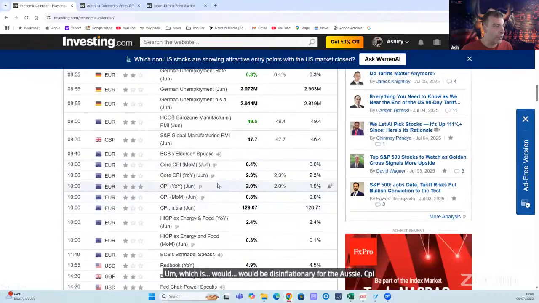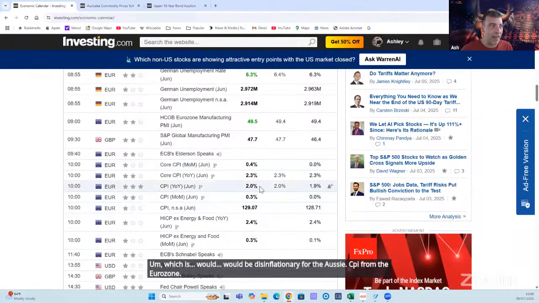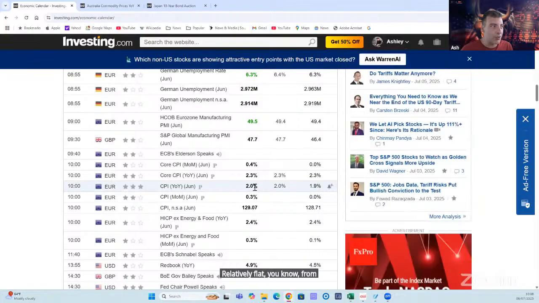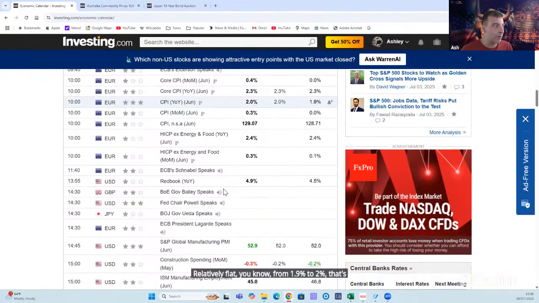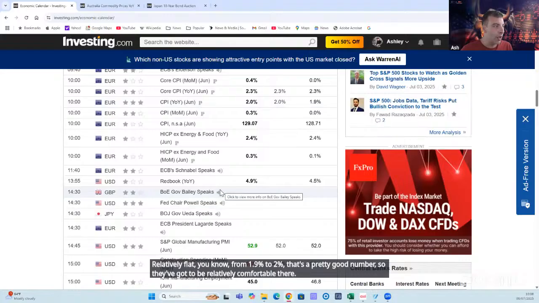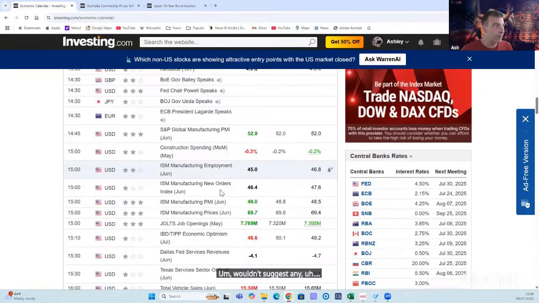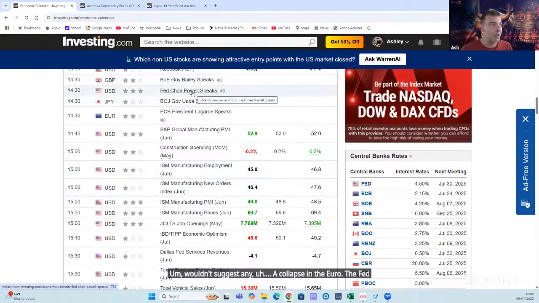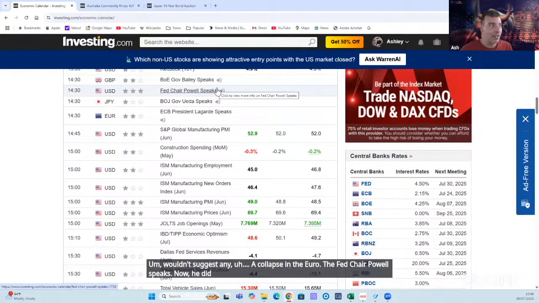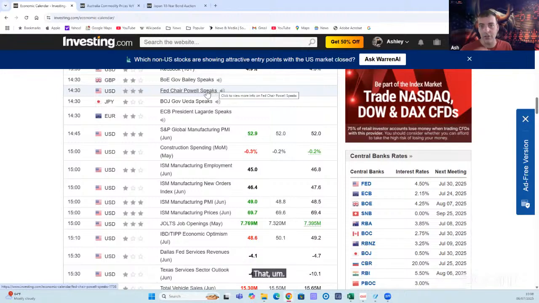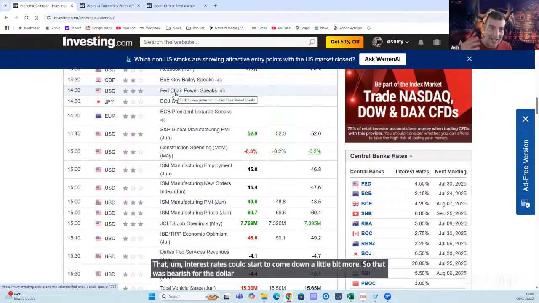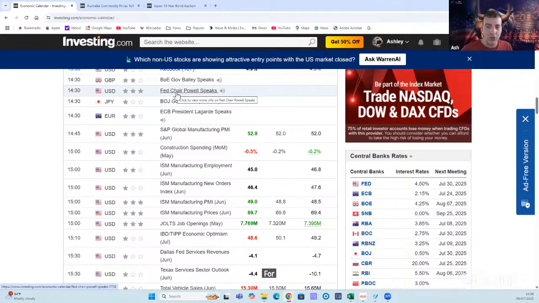CPI from the Eurozone relatively flat, from 1.9 to 2%. That's a pretty good number. So they've got to be relatively comfortable there. Wouldn't suggest a collapse in the euro. The Fed Chair Powell speaks now. He did actually state that interest rates could start to come down a little bit more. So that was bearish for the dollar. So this is stacking up for a dollar yen short when you look at this stuff.